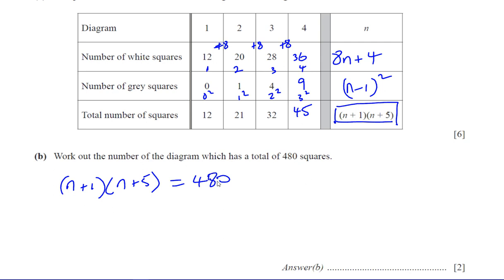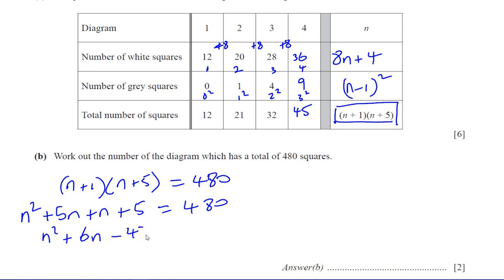We have to expand, bring the 480 to this side together with it, and then try to factorize and solve. So I'm going to expand these brackets. I'll have n times n, which is n squared, and n times 5, which is 5n, and 1 times n, which is 1n, and 1 times 5, which is 5. And that's equal to 480. So I end up with n squared plus 6n, and then 5 minus 480, which is negative 475.